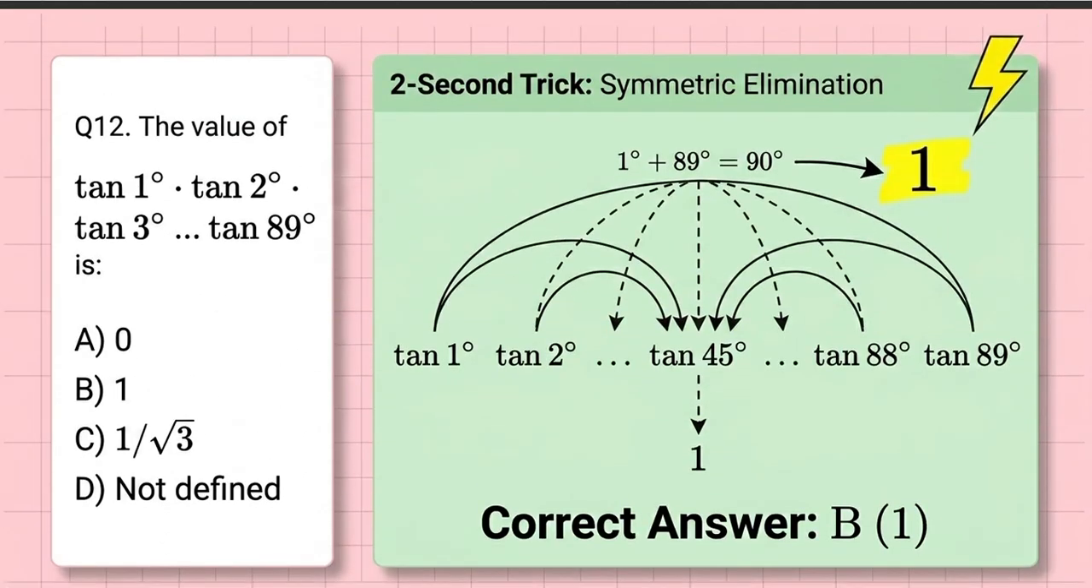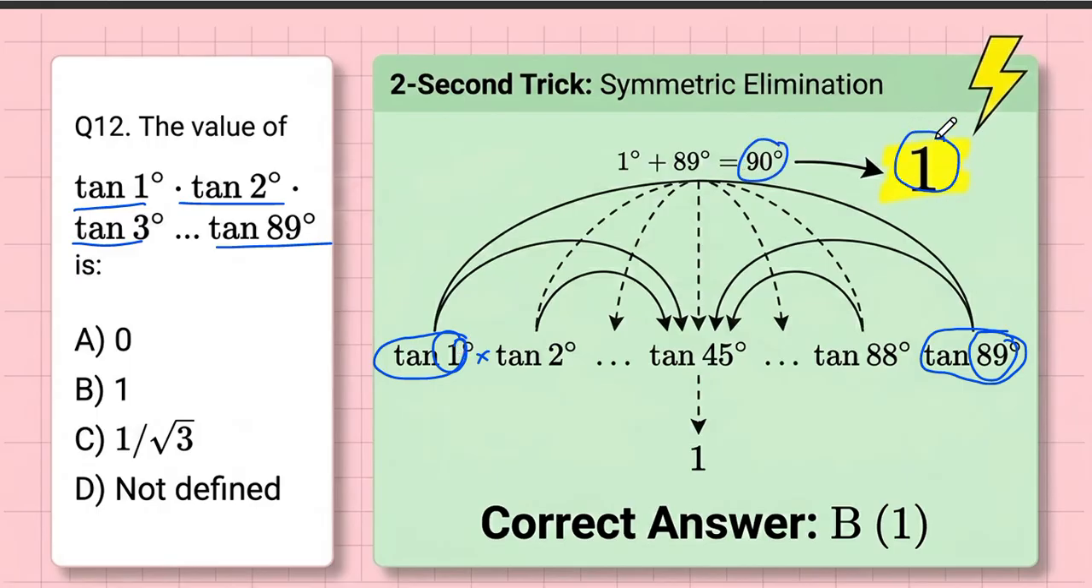This is also again the same concept. The value of tan 1 degree multiplied by tan 2, tan 3, and so on, up to tan 89. So this whole thing is the multiplication. The trick is here: if we take tan 1 and the last value tan 89, the addition of 89 and 1 is 90. So in case of 90 we'll get answer 1.